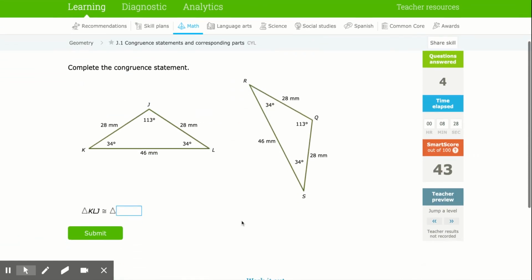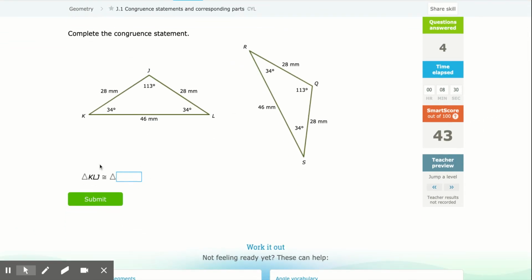So now what it's asking you to do is type in. Now this is very important: when you type in congruencies, this little triangle here means the triangle K. So we started here and then we went to angle L. So this was the first letter, this was the second letter, and then they used J. This is the third letter. We need to go in the same order when we type in the corresponding parts here.